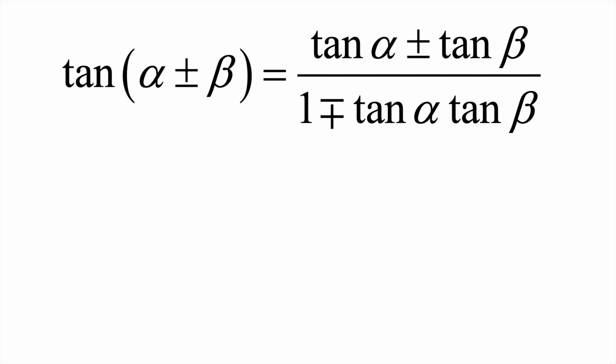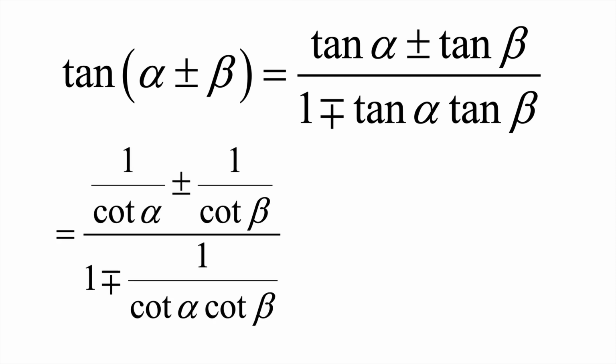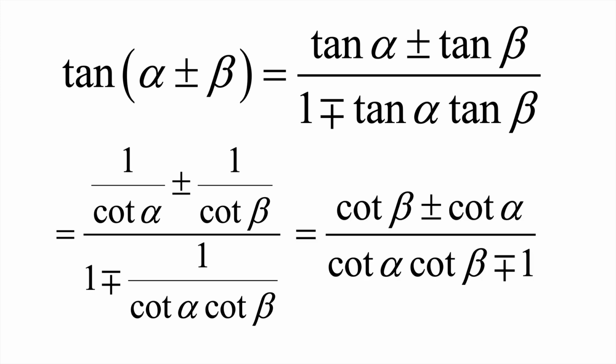Tangent of a quantity is 1 over cotangent of that same quantity. Therefore, this equals 1 over cotangent of alpha plus or minus 1 over cotangent of beta, all divided by 1 minus or plus the fraction 1 over cotangent of alpha times cotangent of beta. We can algebraically simplify that by multiplying the top and the bottom by cotangent of alpha times cotangent of beta. In the end, we get this expression, cotangent of beta plus or minus cotangent of alpha, all divided by cotangent of alpha times cotangent of beta minus or plus 1. As always, take the time to double check this.